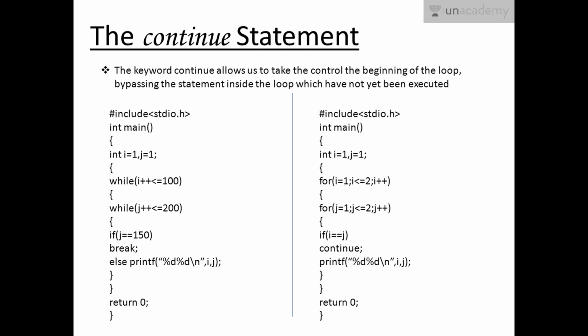Now the continue statement. Let us first understand the simple difference between break and continue. The continue statement allows us to control the beginning of the loop by skipping the statement inside the loop. For example, if you feel that a particular statement is false, you skip only that particular statement and continue with the other part of the code. That is the continue statement.